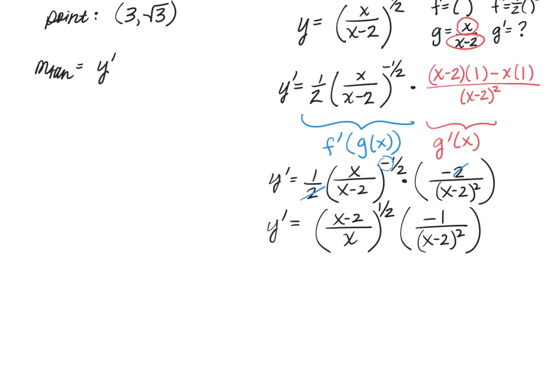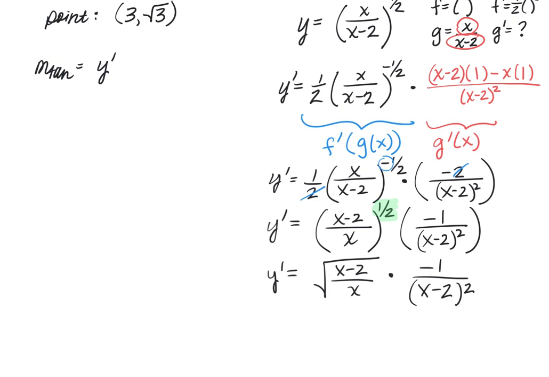Now, when I see that I have a quantity raised to the 1/2 power, I prefer to write that as a square root. So that's just a personal preference of mine. I would write this as the square root of x minus 2 divided by x, multiplied by negative 1 divided by x minus 2, the quantity squared.